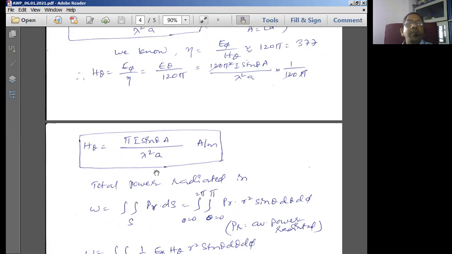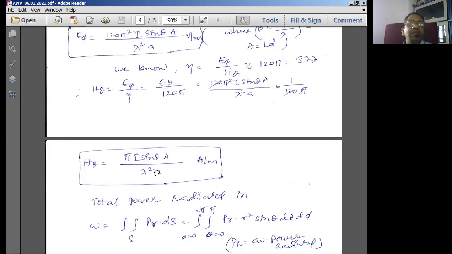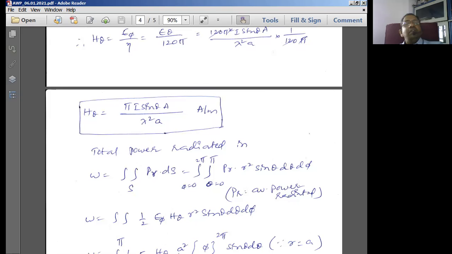So these two are the electric and magnetic field wave equations. Once these two have been generated, we can say that the EM wave has been generated. The EM wave is generated based on E phi and H theta.